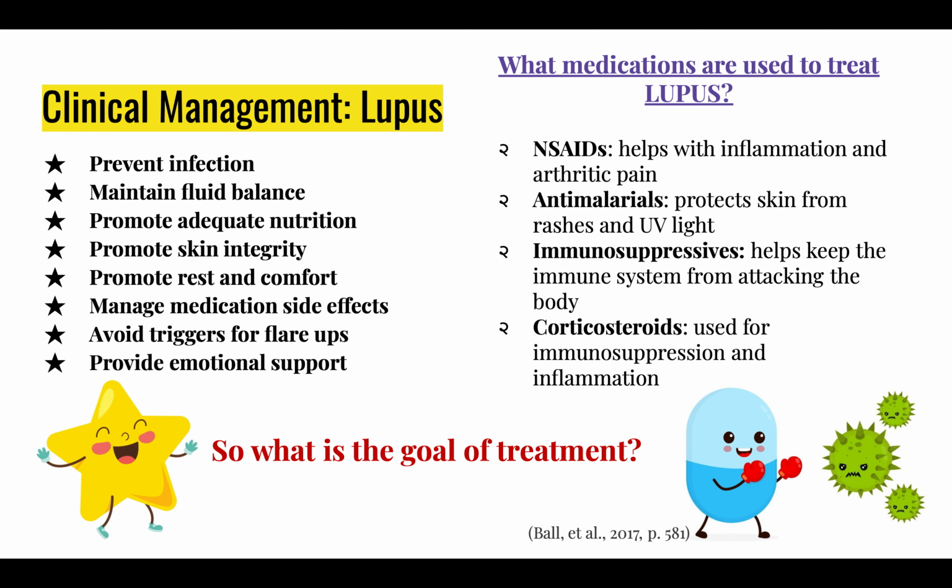So how do we manage lupus? For starters, we can prevent infection by using prophylactic measures and vaccines. We can maintain fluid balance by maintaining intake and output, fluid and electrolytes, and weight. We will promote adequate nutrition by maintaining a well-balanced diet with calcium and vitamin D supplements to support healthy bones.